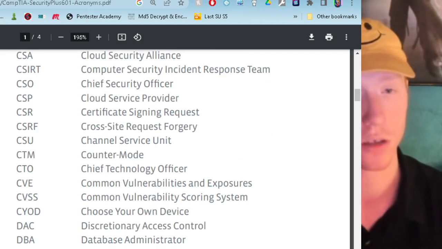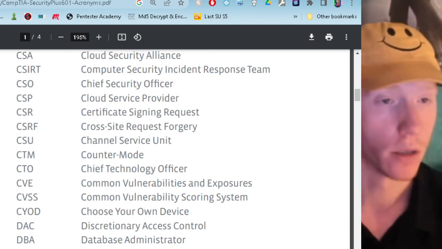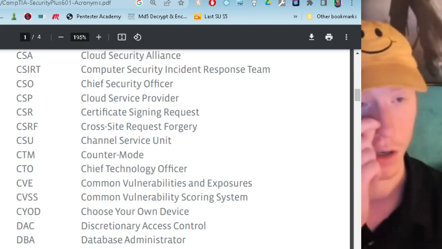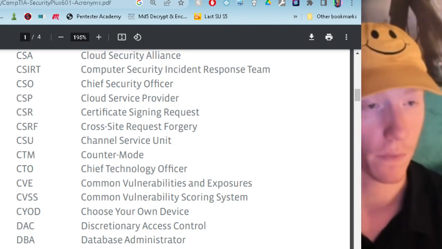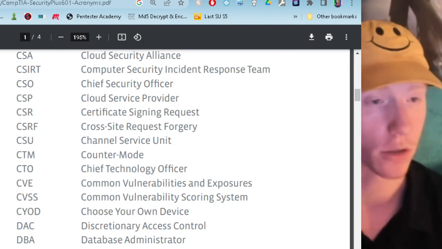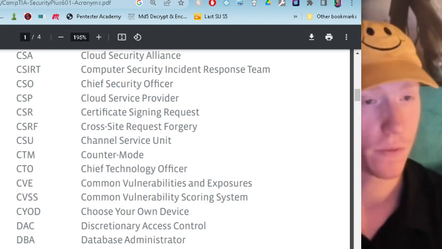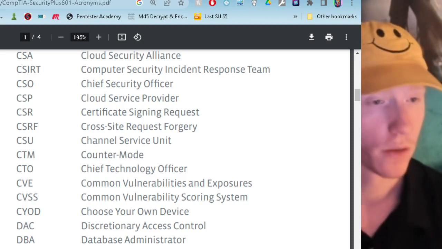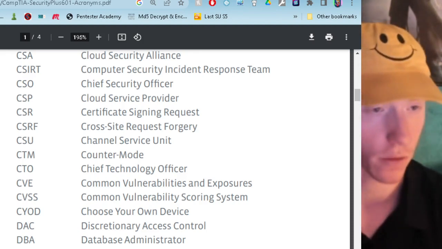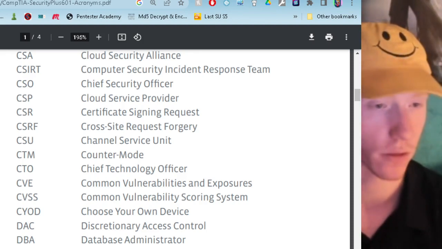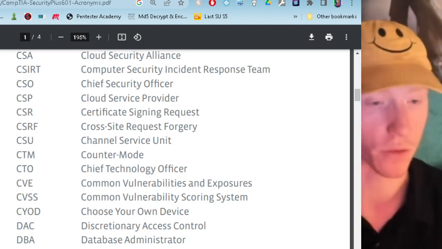CSIRT, Computer Security Incident Response Team. CSO, Chief Security Officer. CSP, Cloud Service Provider. CSR, Certificate Signing Request. CSRF, Cross-Site Request Forgery. CSU, Channel Service Unit. CTM, Counter Mode. CTO, Chief Technology Officer. CVE, Common Vulnerabilities and Exposures. CVSS, Common Vulnerability Scoring System. CYOD, Choose Your Own Device. DAC, Discretionary Access Control. DBA, Database Administrator.